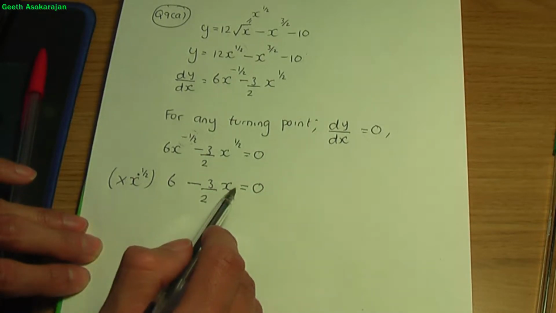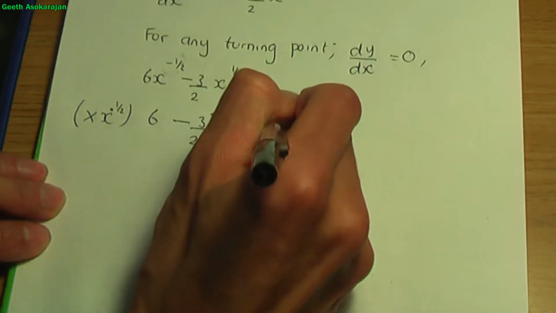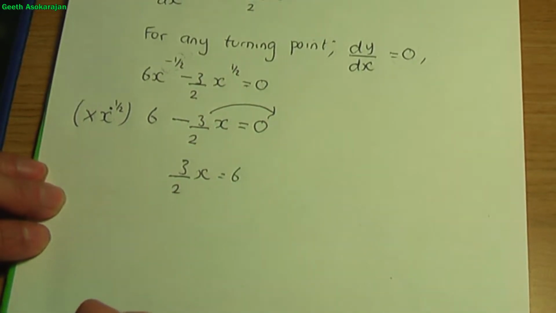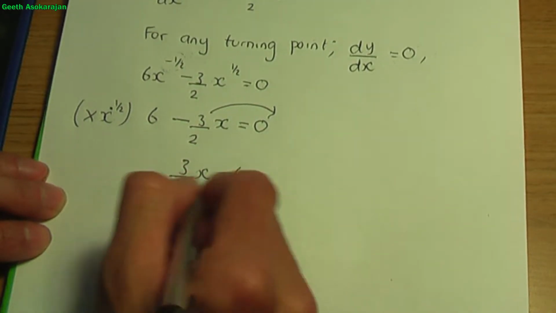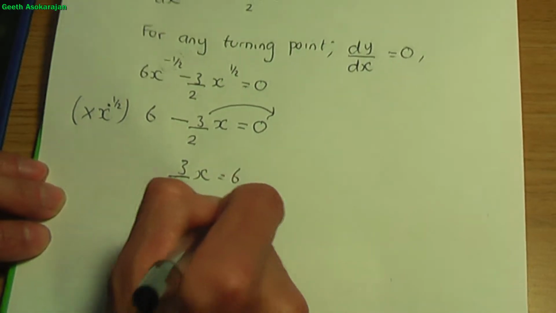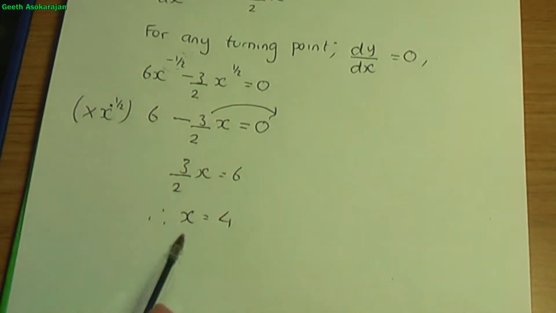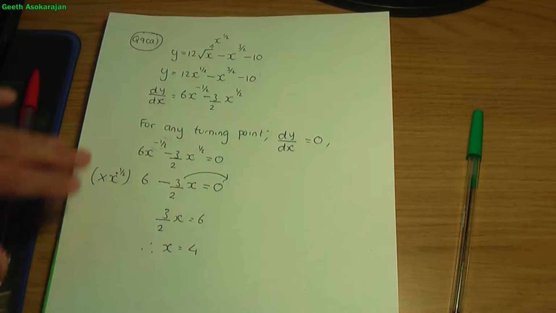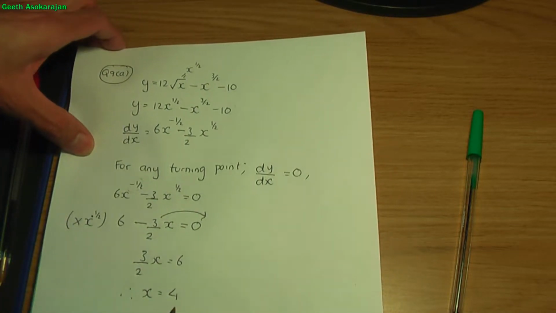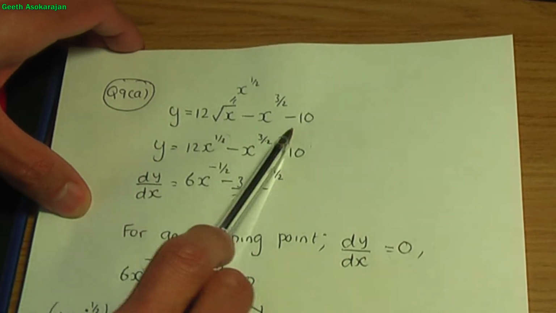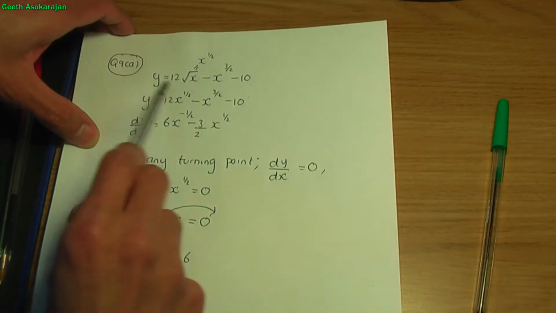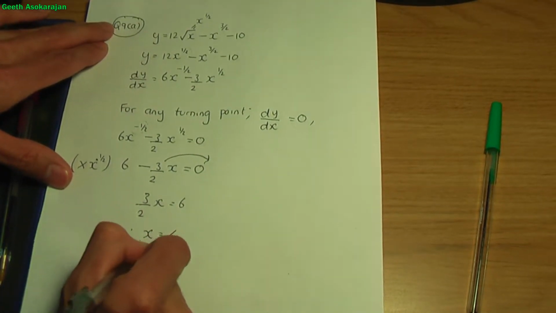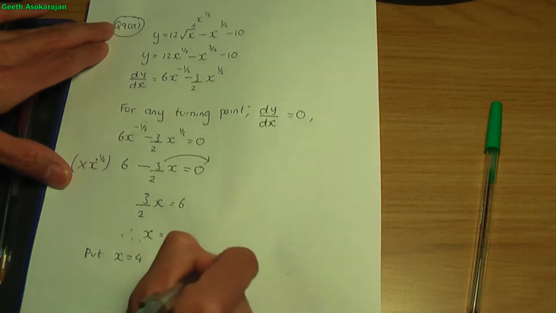Now let's work out the x coordinates. So what we could do is we can rearrange. So if I bring this negative 3 over 2x to the right, I'll have plus 3 over 2x, that's equal to 6. And if I divide both sides by 3 over 2, x therefore is going to be 4. So this is the x coordinate of the turning point. Now to work out the y coordinate, the corresponding y coordinate, it's straightforward. Put the x coordinate into the equation of the curve for y. So let me put x equals 4 into the equation for y.